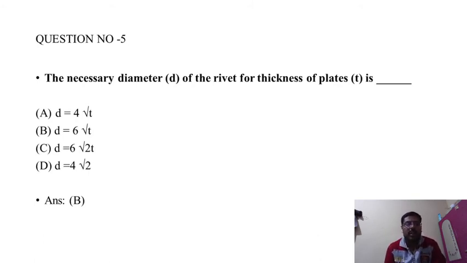So your correct answer is option B. D is equal to 6 times root of T, where T is the thickness of the plate. Okay, this is the fifth question.